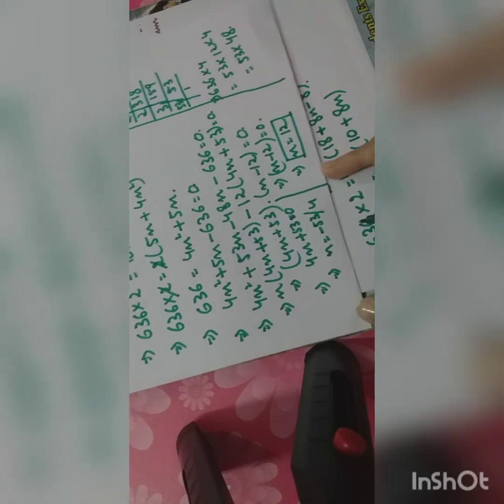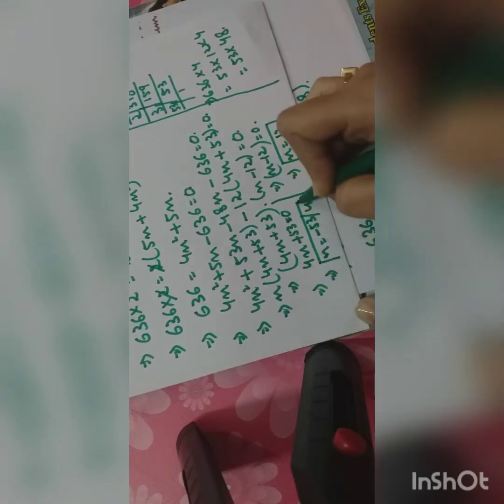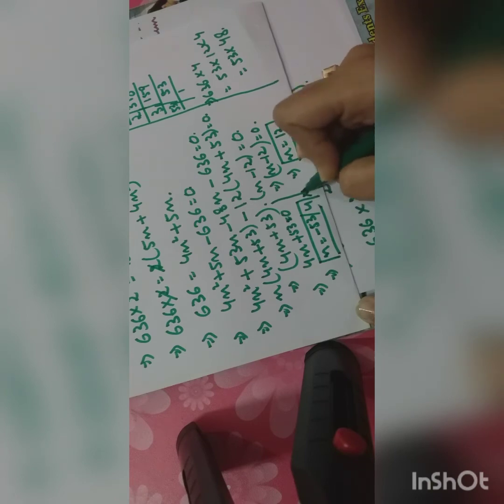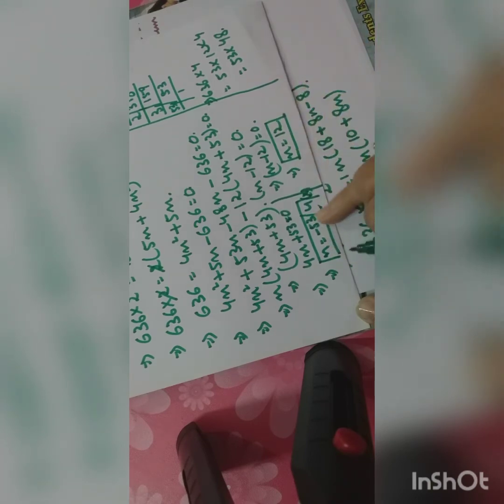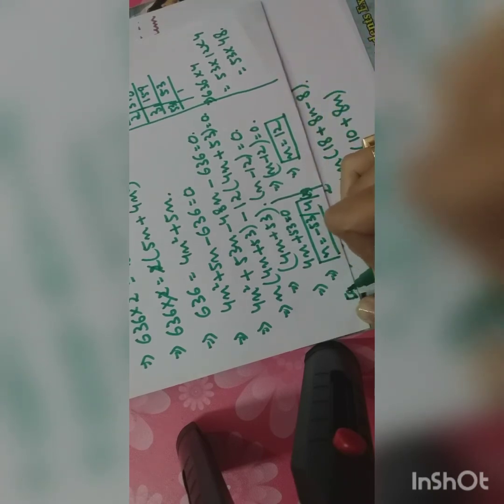So since the value of n can never be negative, we have to ignore this value of n here. So my final answer will be, value of n will be 12. So my question's answer is, there are a total of 12 terms that I have to take, so that the sum of that AP series will be 636. So my answer is n equals to 12.